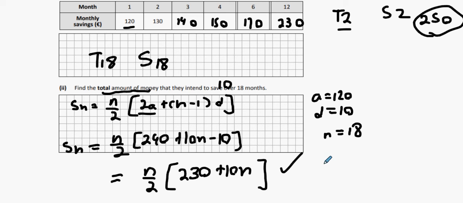Now, some people multiply by n and then divide by 2. You get full marks for that. If you multiply by n and divide by 2, you should get 115n plus 5n squared. Does everybody get what I did there? Multiply the top by n, and then divide the answer by 2. Good so far? Okay, let's keep going.